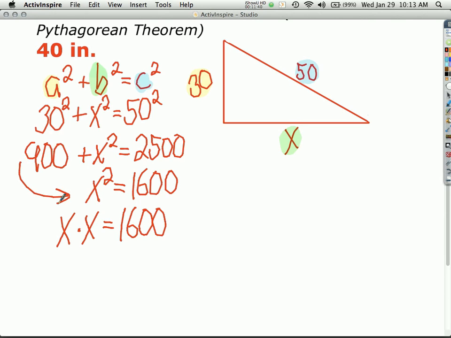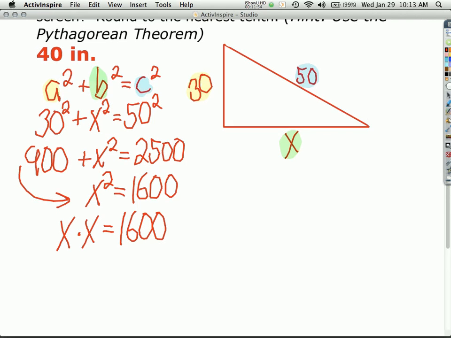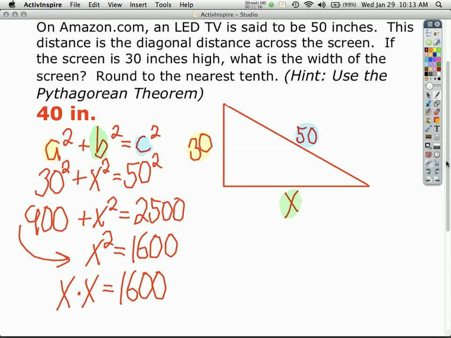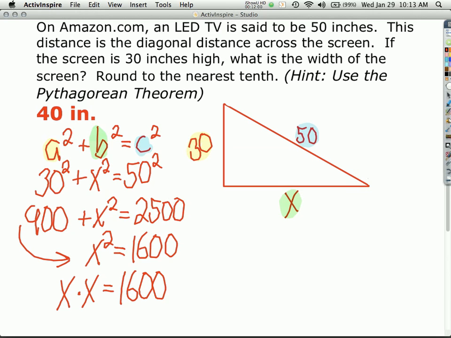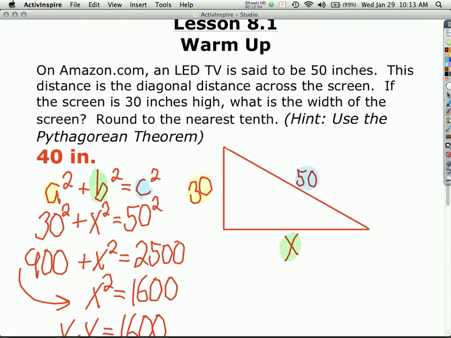Can't you just do the square root? You can if you know how to do that. If you know how to do that, that's what you'll learn later on in the year, but if you didn't know that, then you'd have to think logically. Okay? So, Pythagorean theorem applies to right triangles only. A is the small leg, B is the long leg, and C is the hypotenuse. Any comments, questions, or concerns?